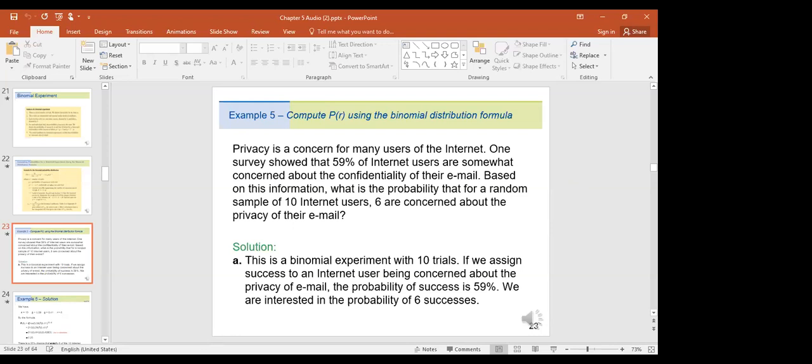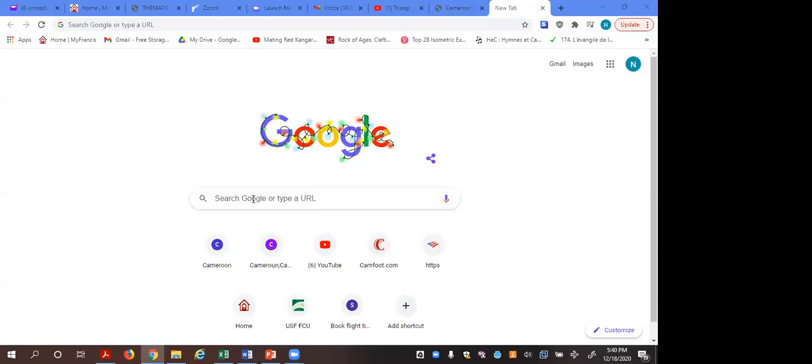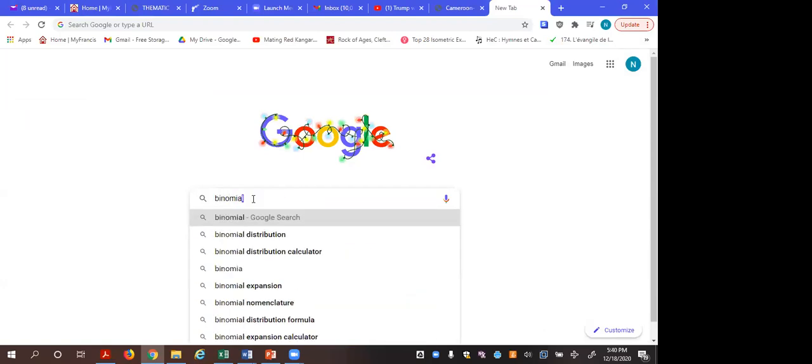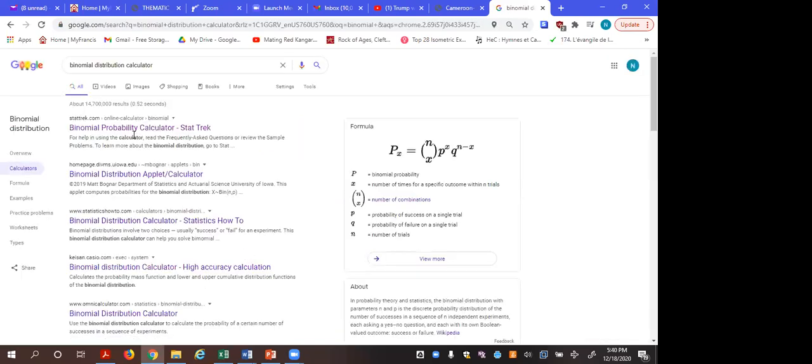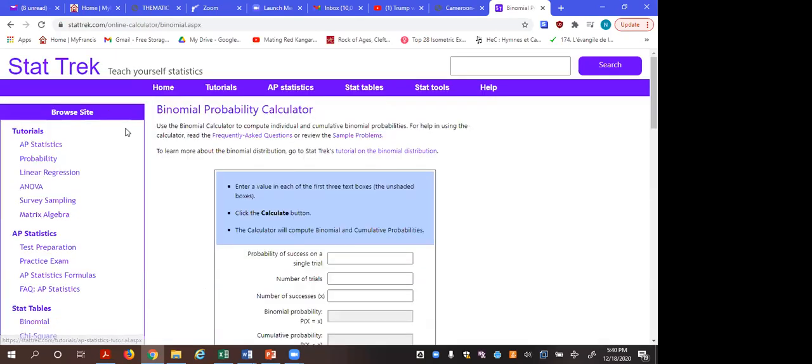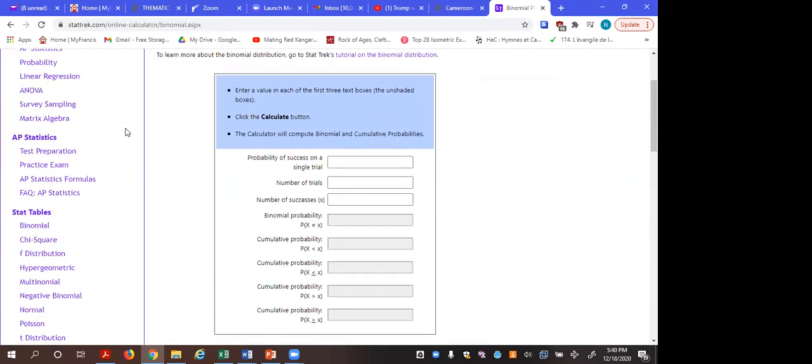I'm going to use a binomial distribution calculator from Google. I hope you can see my Google. I'm going to type here binomial distribution, and I will see binomial distribution calculator. Then I click on one of them. Do you see the binomial distribution calculator that I have? Are you seeing my Google page?